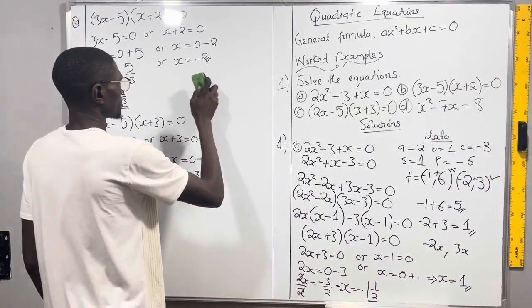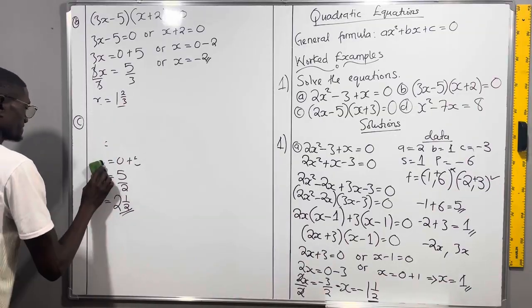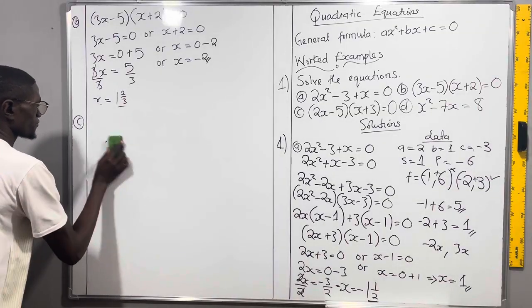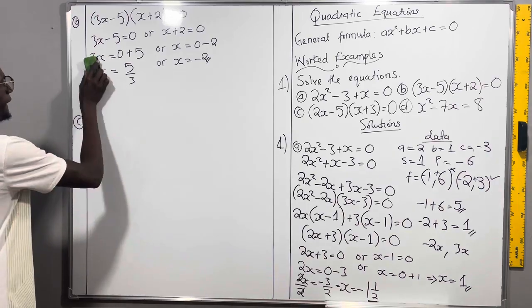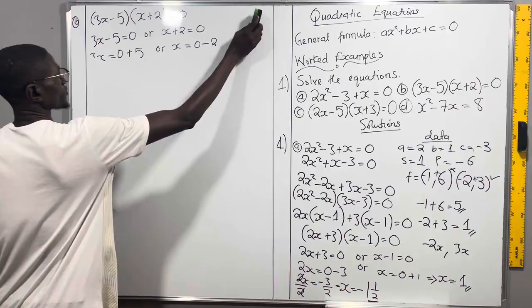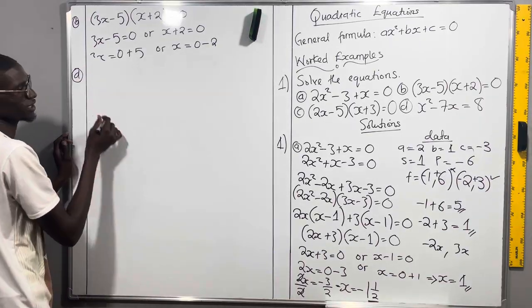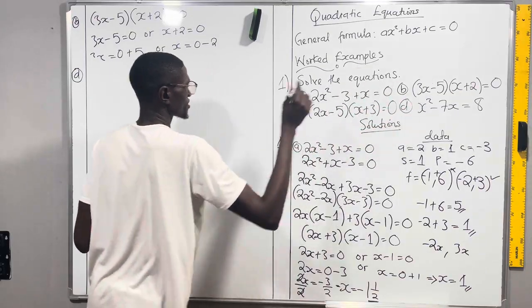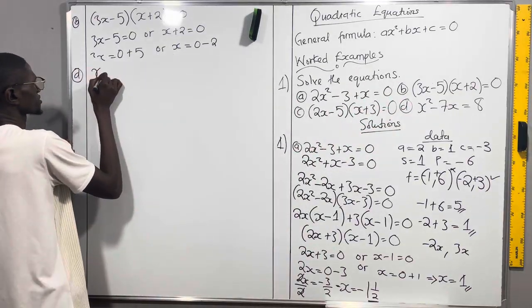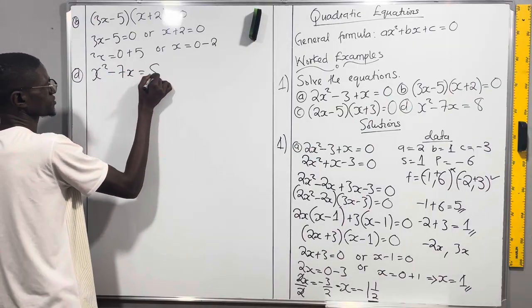We now go to the last one. Let's start it from somewhere up here, and I need a bit of some space. So the last one is x squared minus 7x is equal to 8.